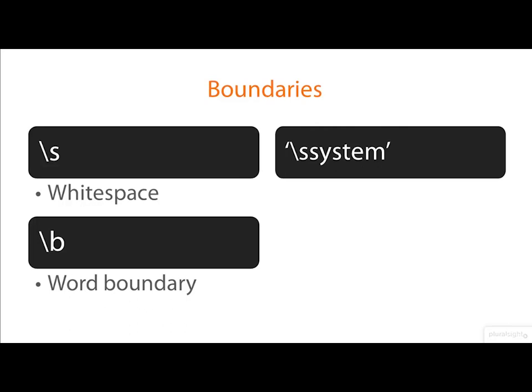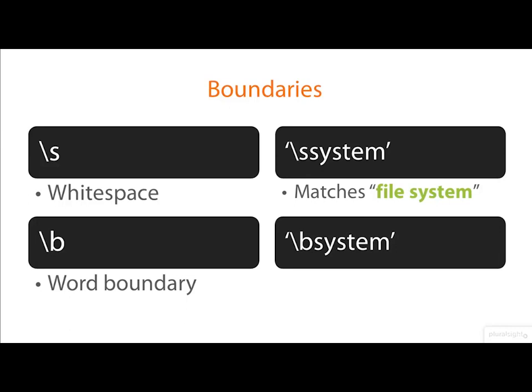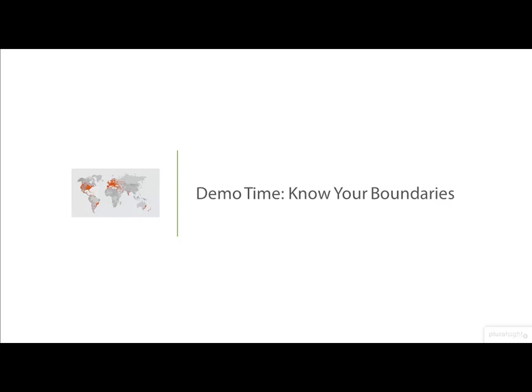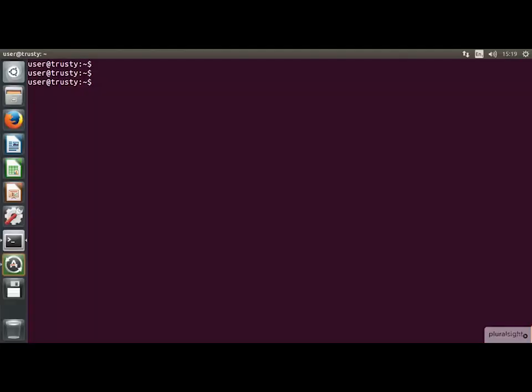So if we had something like file\ssystem, then that matches file space system. Also, if we had file tab system, it would match that. Whereas if we use the word boundary, it would match file space system or file hyphen system. So again, it's choosing the correct boundary separator for our regular expressions. We're going to jump onto the command line now so we can start seeing some of this in action.